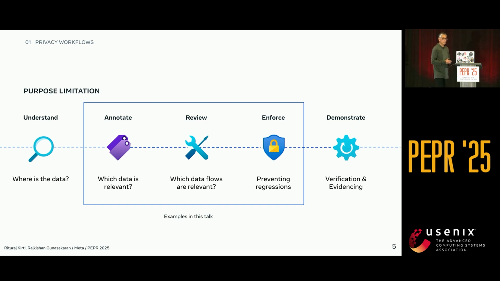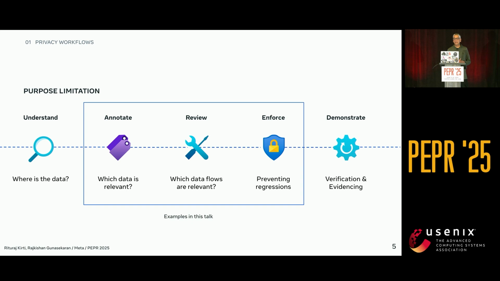Some prior speakers mentioned context. This is really about applying context to the data. And then we have the workflow we call review. This is understanding data flows, where the data is going from the points that we have identified. Then we have techniques for enforcing, to ensure that we prevent regressions. These are techniques for runtime enforcement and checks, as well as things we can do before code lands using diff time checks and code assets.